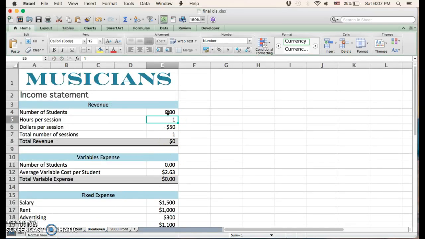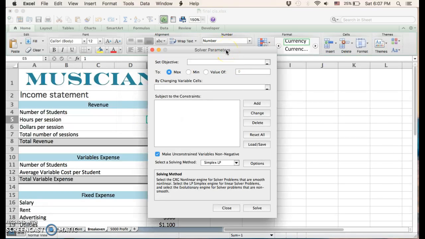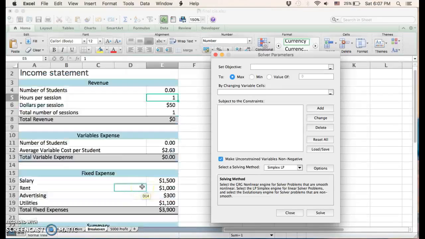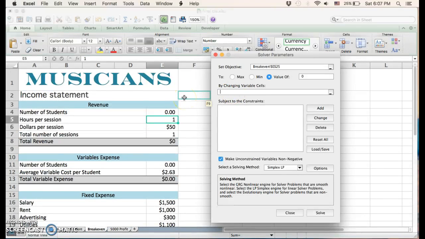Okay, so to use Solver, first we go to Solver. To use Solver, we put in constraints, what we want to solve, and which variables will change the objective. So our objective is net income. So we press the cell for net income. We want it to break even, so we want the value of 0. And the net income changes based on the number of students, so we press this cell.